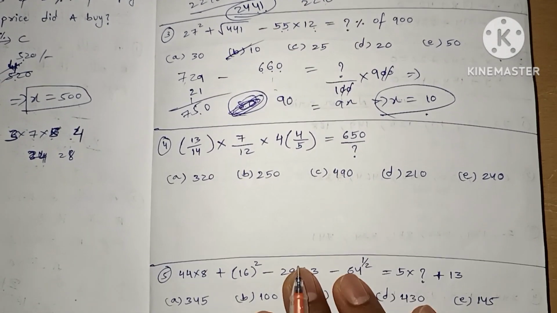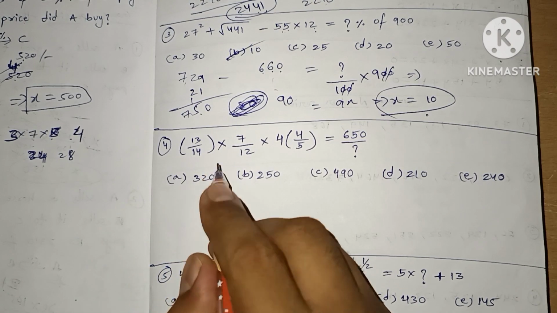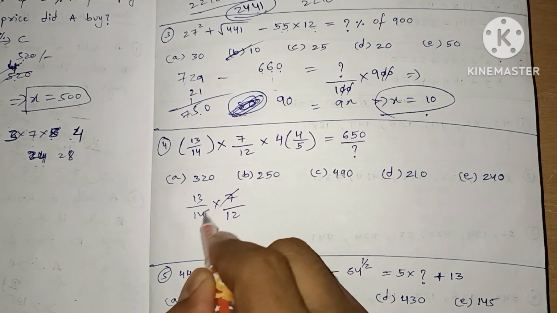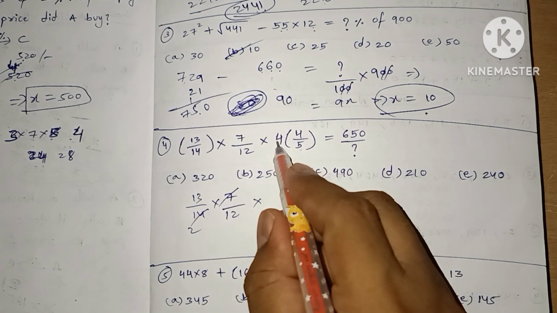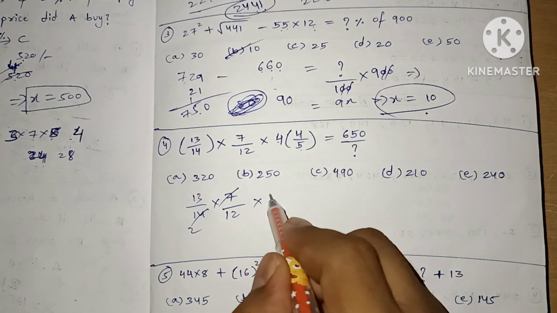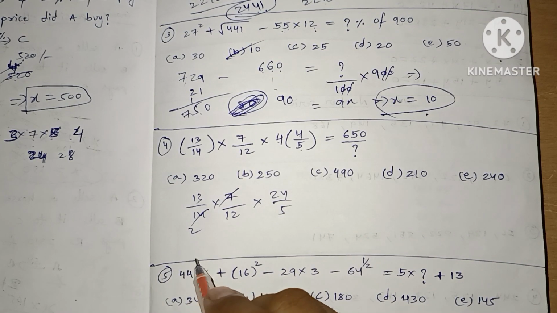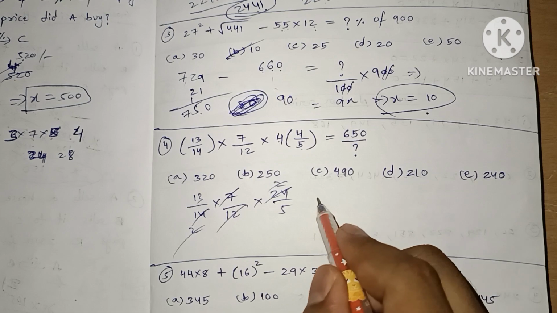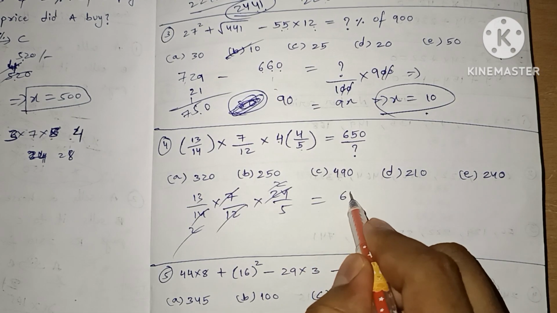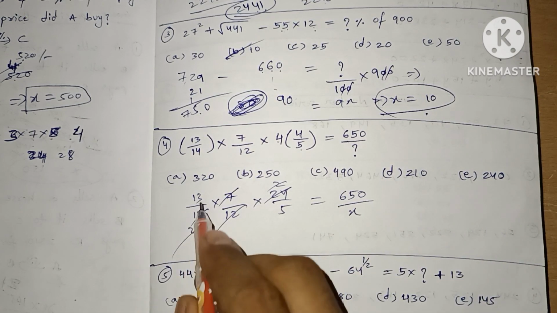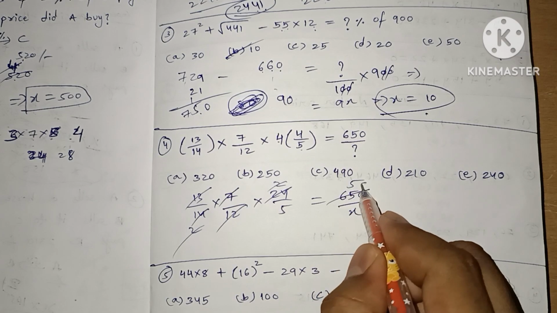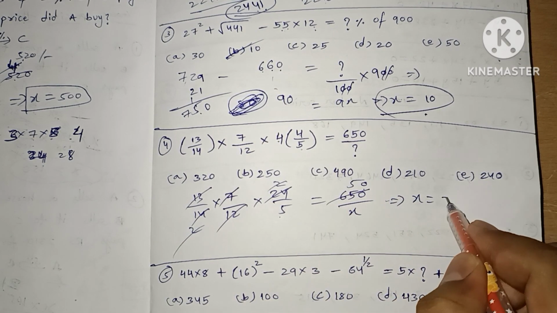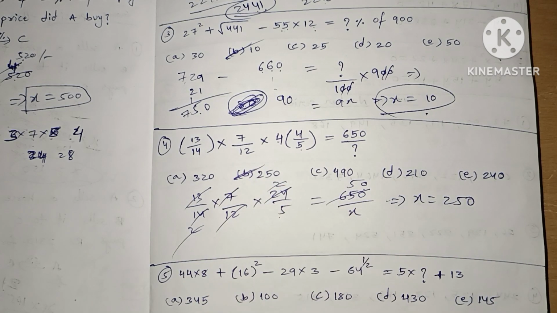Next, fourth question. In this we see 13 divided by 14 into 7 divided by 12. 7 2 times into, this is 4 5 times 20, 24 divided by 5. So 12 2 times, 2 and 2 cancels. So whole equals to 650 divided by x. 13 5 times is 65 and 0. 5 times is 250. So x value is 250. Option B is our answer.